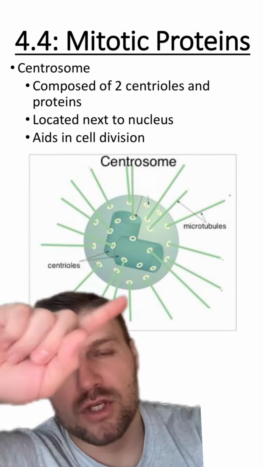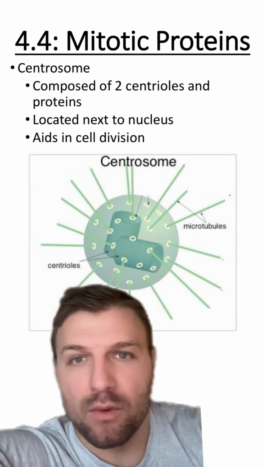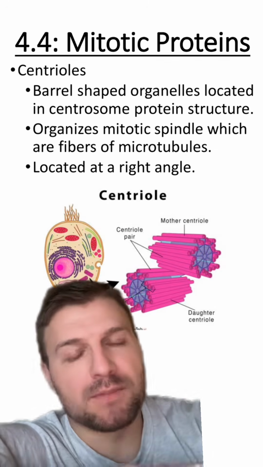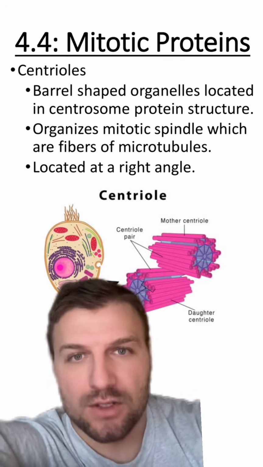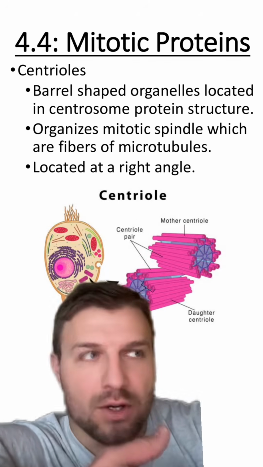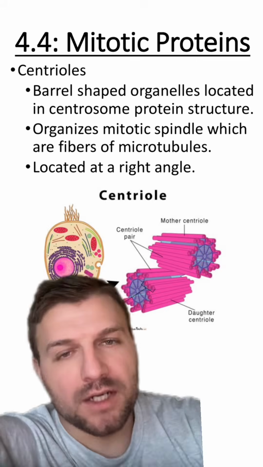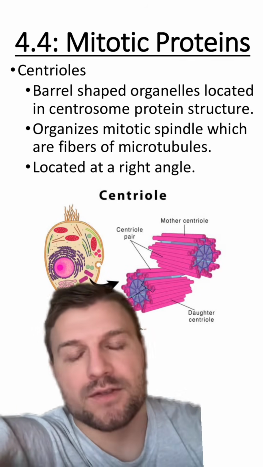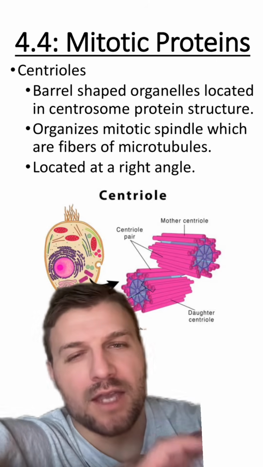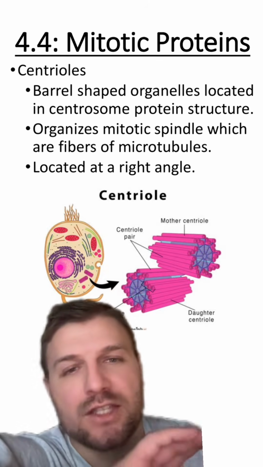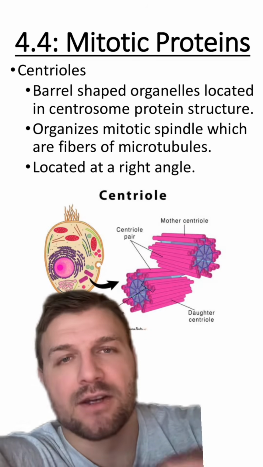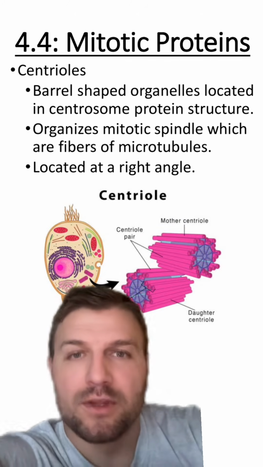You can see the microtubules, which are very important, and we're going to cover those in the next couple slides. Centrioles are barrel-shaped organelles located, again, within the centrosome, and they're a protein structure. They organize the mitotic spindle, which are the fibers of microtubules. Oddly, they are located at a right angle, and that's an easy way to identify them in a cell. Again, these help organize the mitotic spindles, which help with cell division.